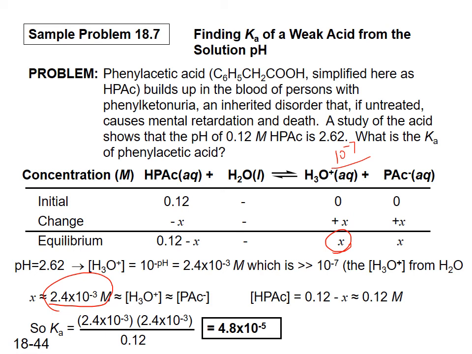The other assumption is that the concentration of acid at equilibrium, initial minus X, is approximately just the initial concentration because X is very small compared to 0.12. But at the last step, we need to justify this by using X divided by 0.12 to see if this is very small, less than 5%.